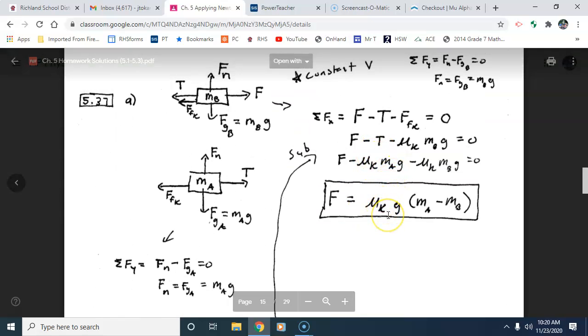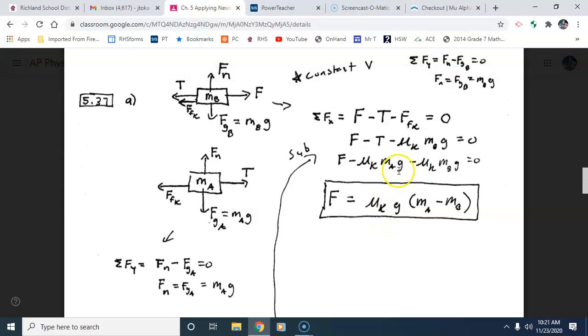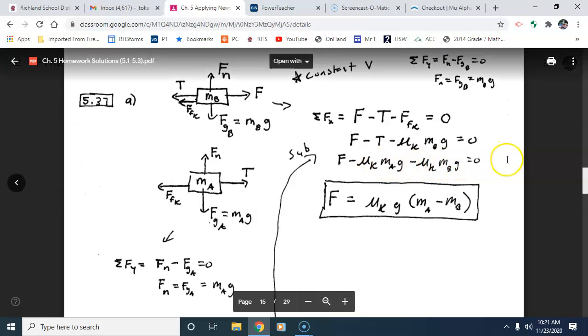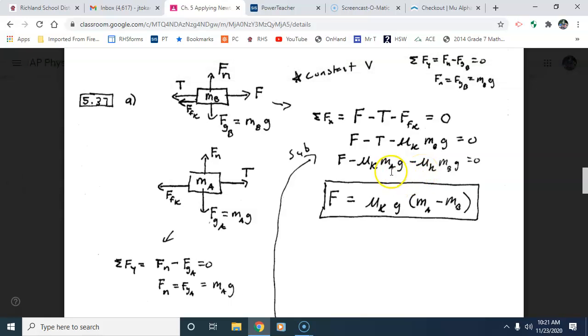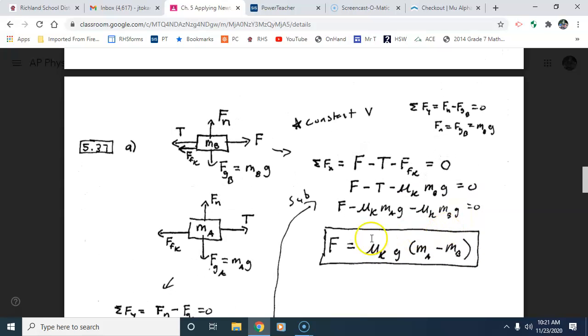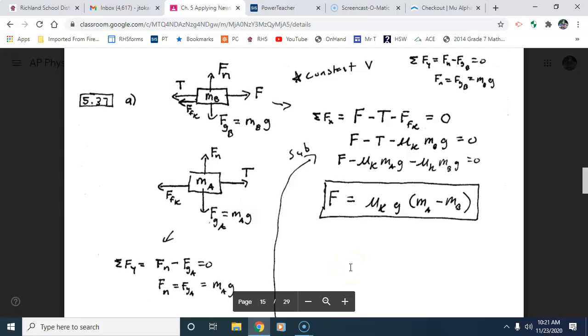Subbing that in and cleaning it up a little mathematically, the most I could do is move these two terms to the right, which I did by addition. Since both of them have mu_k, because it was the same for both, and little g in them, I could factor it out, and this is as simple as it could get. So I get an expression that has force equals mu_k g times (m_a minus m_b).